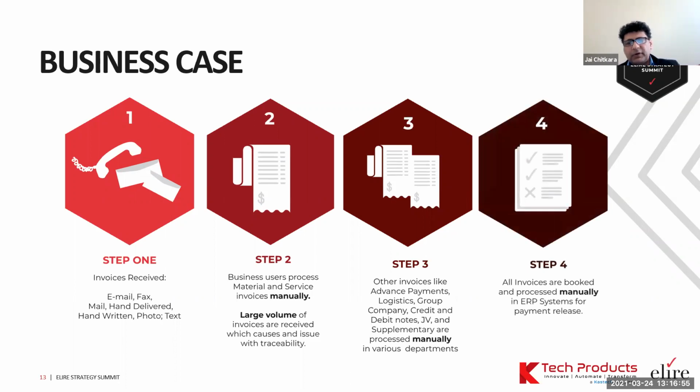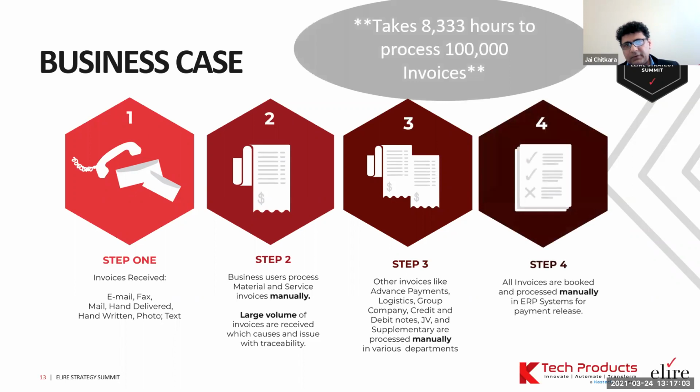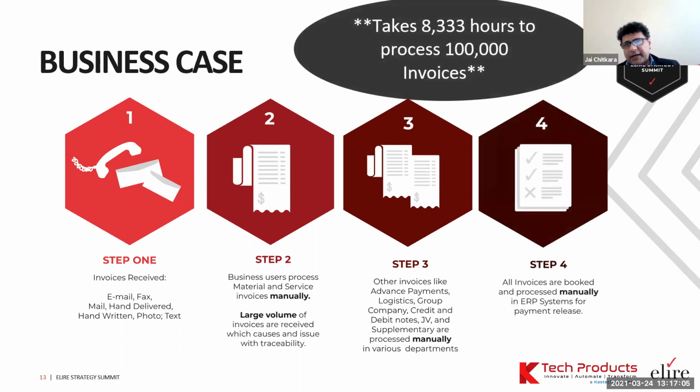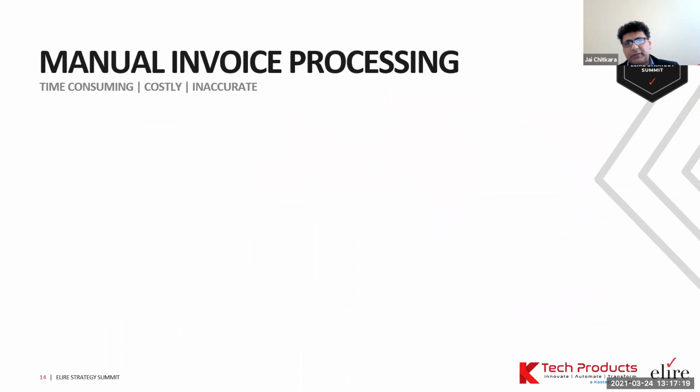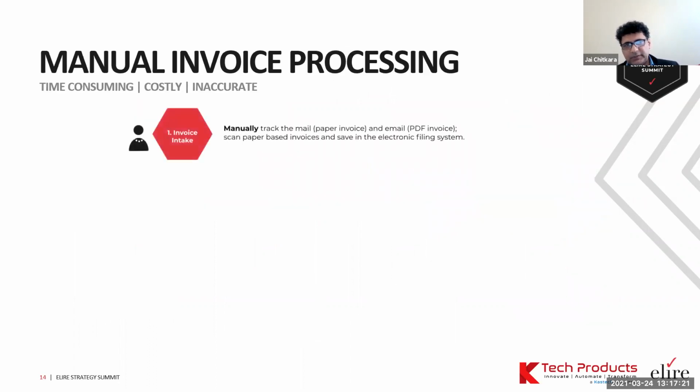And then step 4, when the invoice is understood, everybody, with a lot of email forwards and all, we're inputting that data manually, right? My estimate is if it takes, let's say, 5 minutes per invoice to process, it's going to take about 8,333 hours, right? And that's about 4 plus FTE type of work, which we will be spending just on those 100,000 invoices.